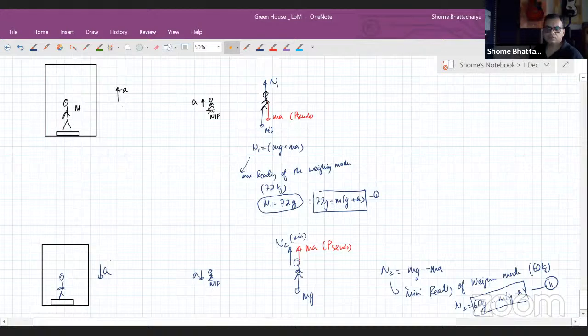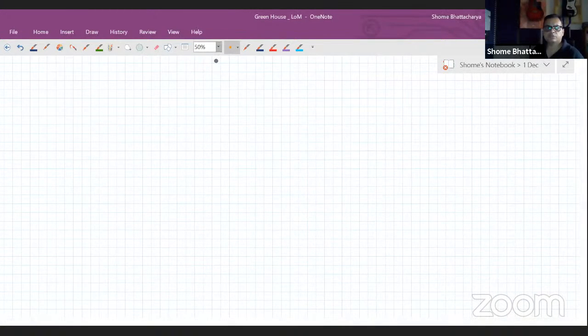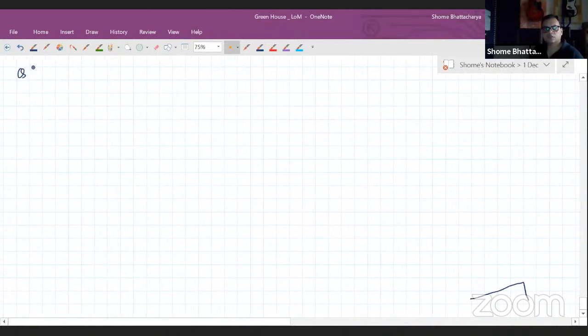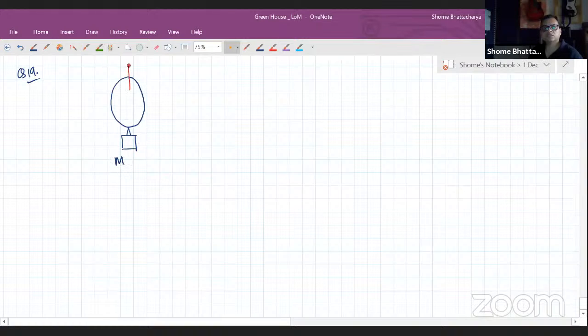So in the 19th question, on a hot air balloon, there are two types of forces acting. One is the buoyant force, which is a constant force. So let's say this is your hot air balloon and you have suspended some mass. Now on this there are two forces acting. One is the buoyant force, which is a constant force, and the other is air resistance. Now air resistance acts opposite to the velocity. So one time it is descending with a velocity which is uniform, so its acceleration is 0. So this time the air resistance force will be like this.